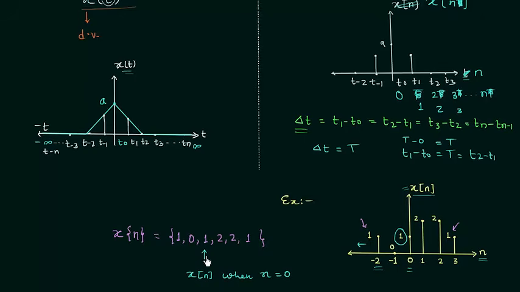When 1 has the arrow below it, this means this is the value of x[n] at n equal to 0, and this automatically makes 2 the value of x[n] when n is equal to 1, this 2 when n is equal to 2, and this 1 when n is equal to 3, and this 0 is the value of x[n] when n is equal to minus 1, and this 1 is the value of x[n] when n is equal to minus 2. So this is the correct information, and I hope this example is clear to you.